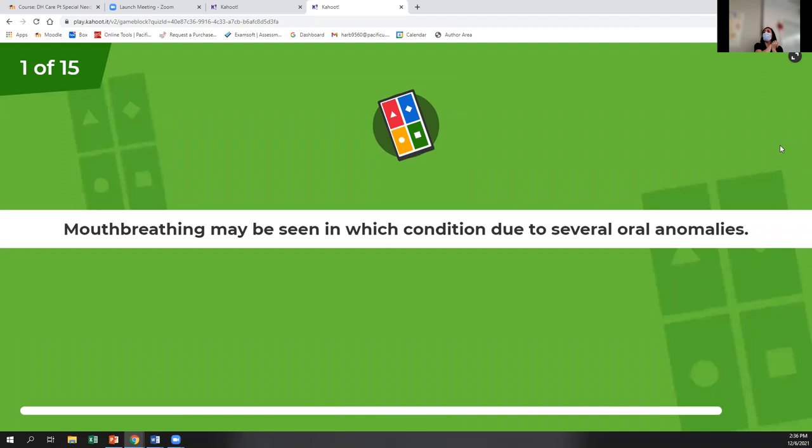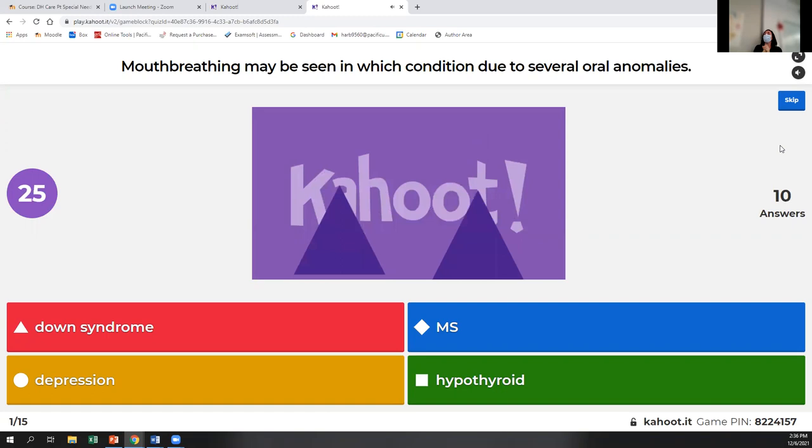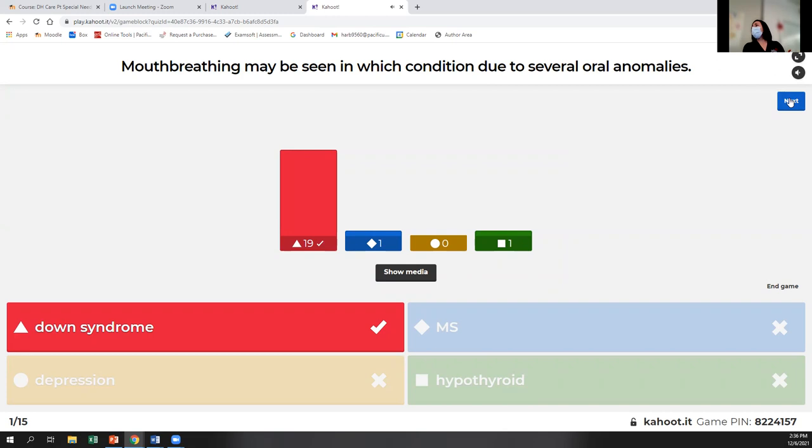Mouth breathing may be seen. Sorry if I write weird questions because I did this fast. Mouth breathing may be seen in which condition due to several oral anomalies. There are several things going on in the mouth of a person who has this condition, and one of them may lead to mouth breathing. I think I gave 30 seconds for every question. Long time, I know. Sorry. Good job, you guys. Excellent. Okay.